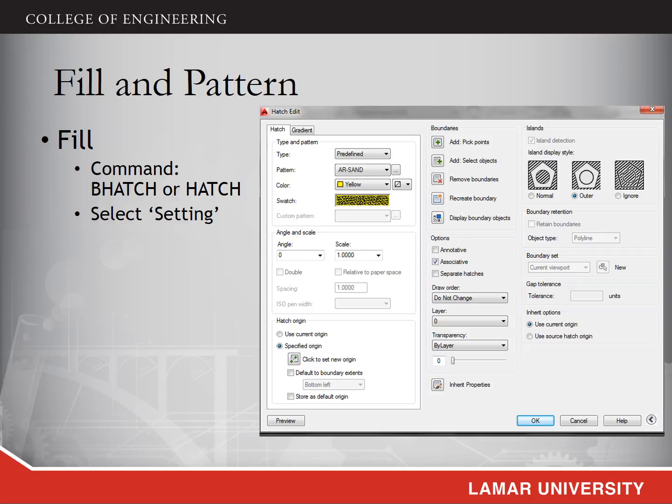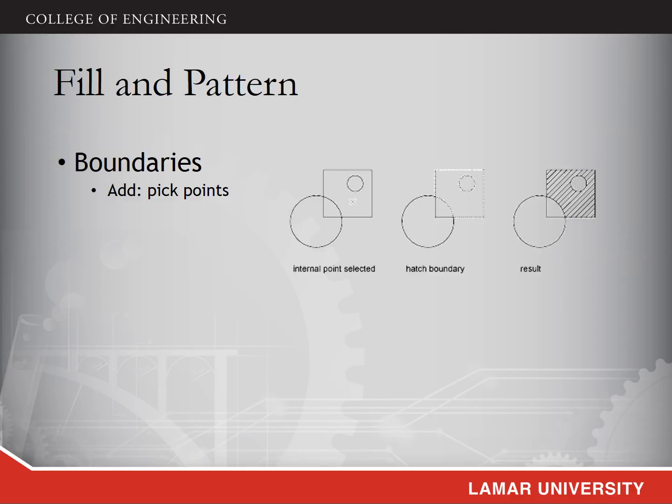And the boundaries can be selected based on the pick point and add select objects. I will show you the details about these two methods in the next slides. Once you specify the boundaries, you can go to define the characters of the hatch, including the type, pattern, and color for the region. The hatch command provides two different methods for you to define the boundaries.